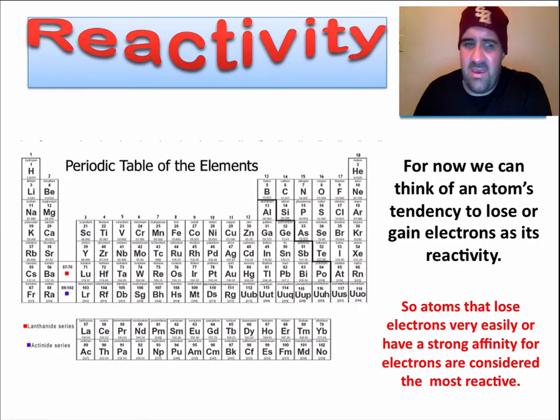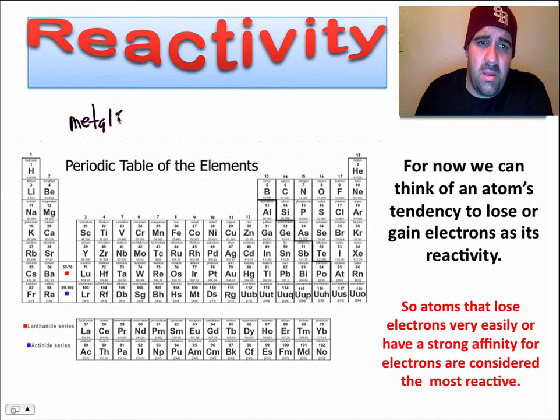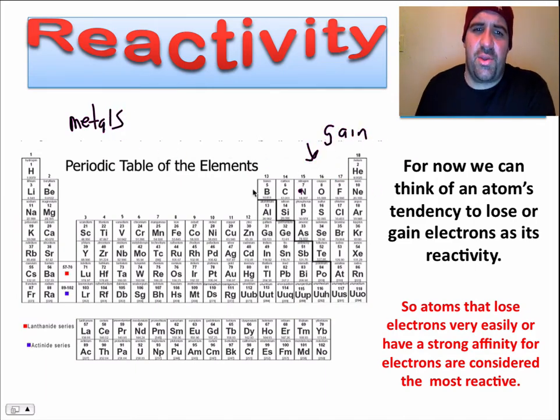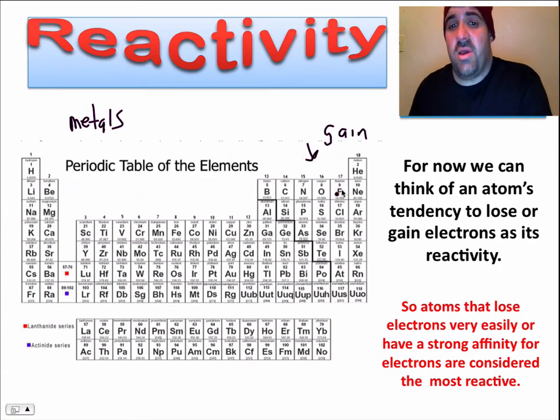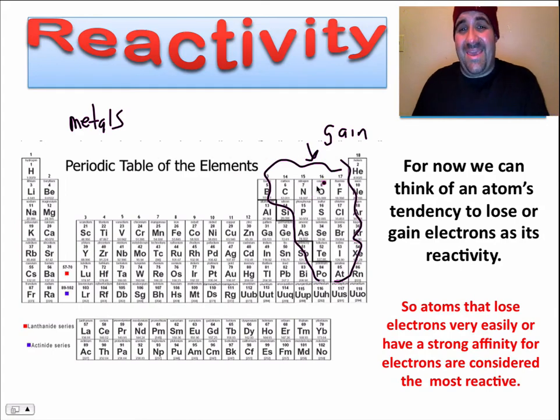And I'll give you a hint. Metals lose and nonmetals gain. And this makes sense in terms of electronegativity. It increases going across, and these are all nonmetals over here. So these are going to gain electrons. Metals are generally going to lose.